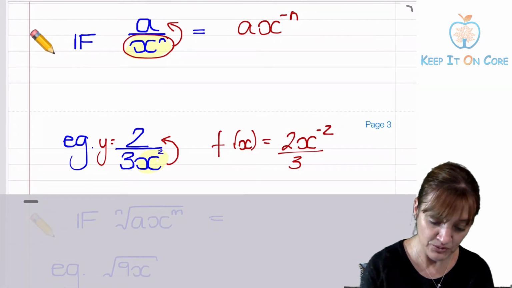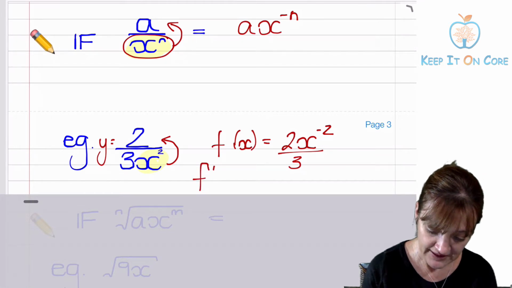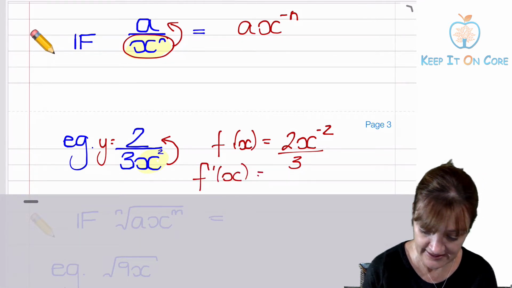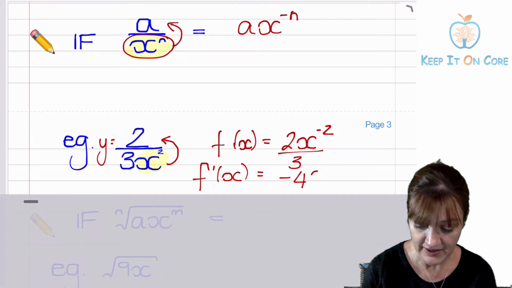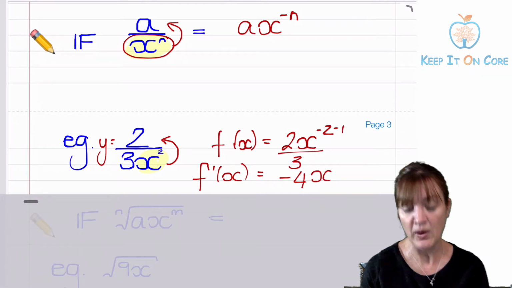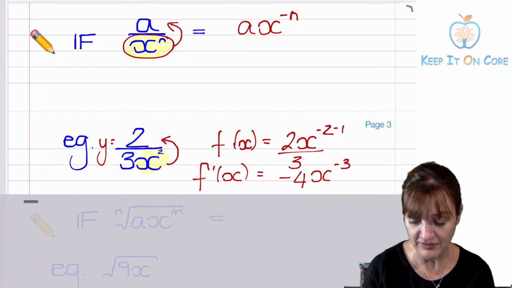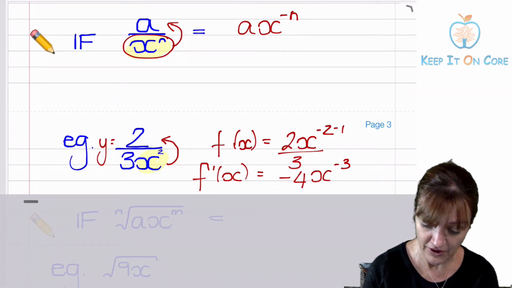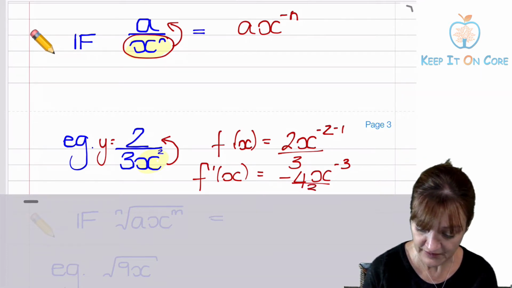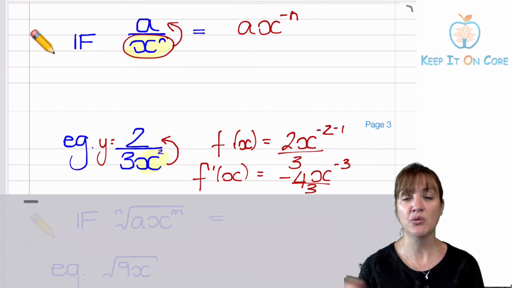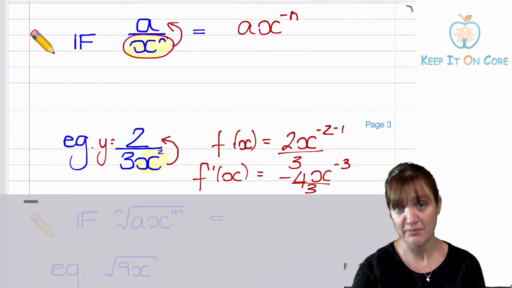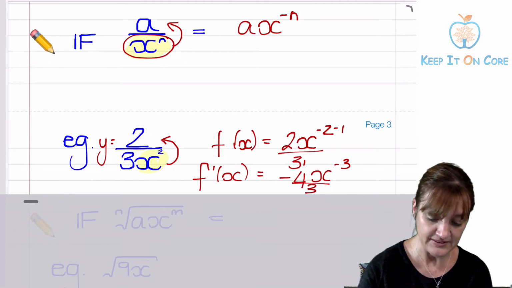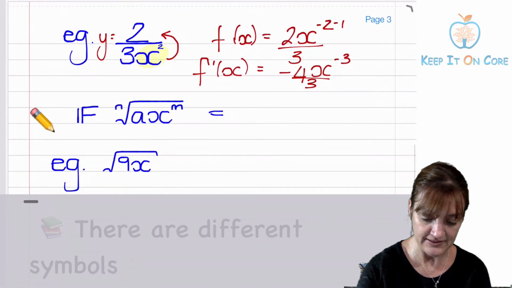Now we could apply the rules of differentiation, giving us just negative 4x to the, now if I subtract 1 from negative 2, that's going to land up giving you negative 3, over 3. And we'll get more involved with this later, but what I would then do is bring the x to the 3 back down to the bottom to make it positive again. But we'll do more of those in a minute.